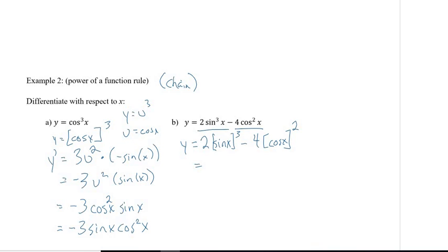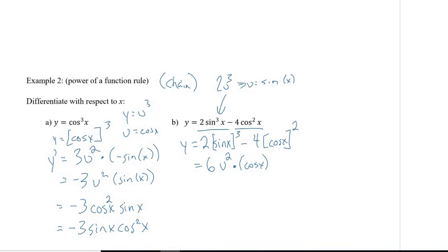So for the first part, we see that the inside is sine of x and the outside is going to be 2u cubed. So when we differentiate the outside, we're going to use chain rule again. 2u cubed becomes 3 moves out front and multiplies with the 2, and we get 6u squared. And then we multiply by the derivative of the inside function, which is cosine of x. So that's for the first part.